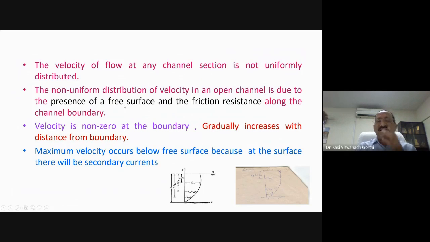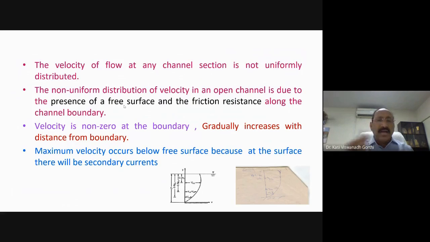So there is a free surface. The free surface also offers resistance. That is the reason why the maximum velocity is not at the free surface. Over and above the free surface, the overlying fluid is atmosphere, and that atmosphere also offers resistance for the motion at the free surface of the channel. This results in non-maximum velocity at the free surface.